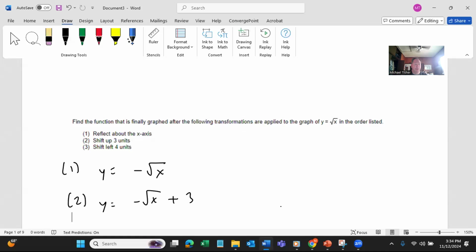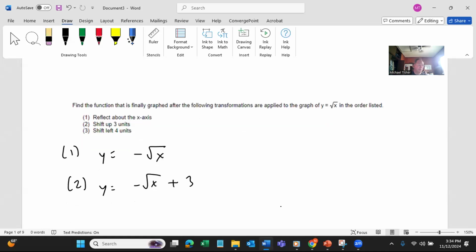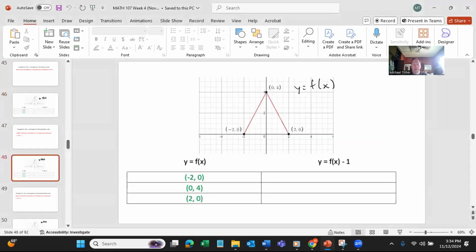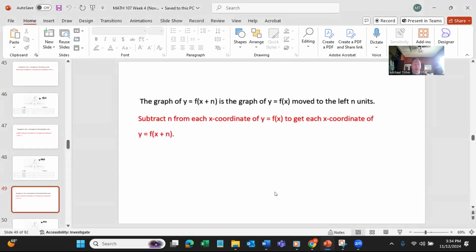And the last one is shift left 4 units. Okay, so we need to look at the formula that has to do with shifting or moving to the left. Okay, so here we have the graph of y equals f of x plus n is the graph of y equals f of x moved to the left n units. So in this case, we also have plus n, but notice the plus n is inside the parentheses of the function.